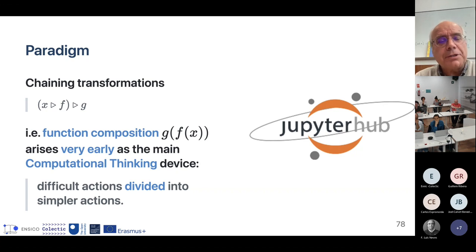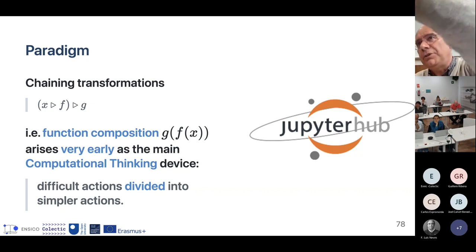And this is very important because if they use the vocabulary that we give them, which are the names of those functions which are already implemented, they learn something which is very, very important. Difficult actions, elaborate actions, are divided into simpler actions. And this is called compositionality, which is the golden word in programming. Programs should be compositional. A very difficult task should be divided into simpler tasks. You do this one, you do the other one, and then the composition of those transformations is going to produce the overall effect.